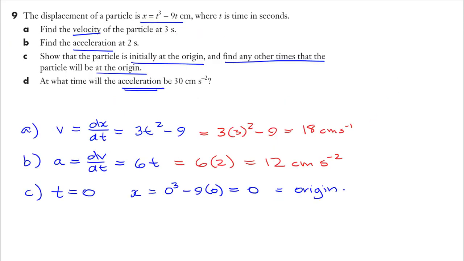And part D, at what time will the acceleration be equal to 30 centimeters per second squared? So we've got our acceleration equation here, a equals 6t. So we're really just solving when does that equal 30. Nice easy one, and that would be t equals 5 seconds.